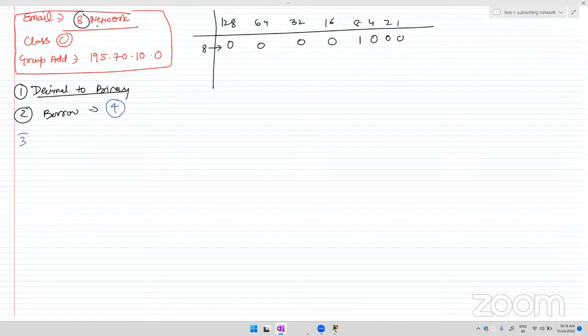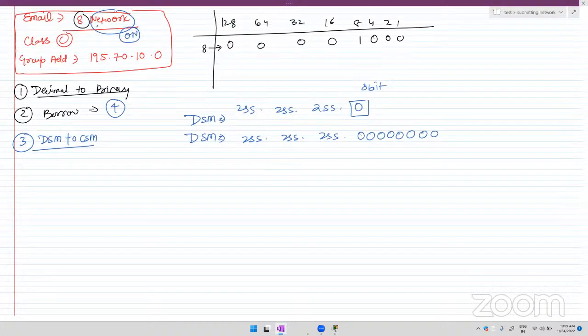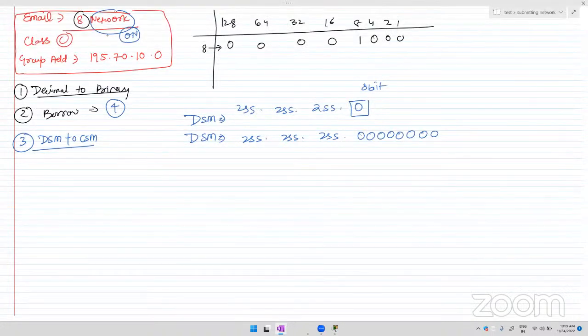Now the third task, DSM to CSM. The class C default subnet mask is 255.255.255.0. In this 0, there are 8 bits. How to represent the DSM now? 255 and then 1, 2, 3, 4, 5, 6, 7, 8. And right now we are doing networks. That means we need to turn bits on. In which octet can we use the bit concept? Only the 4th octet is free in class C.